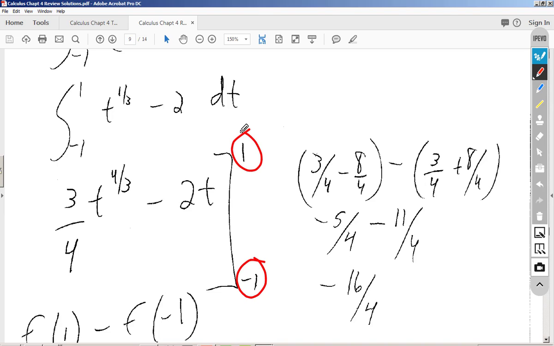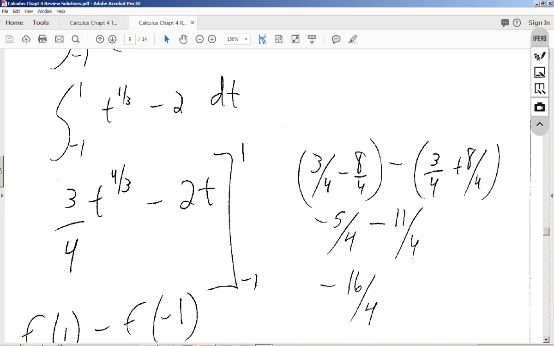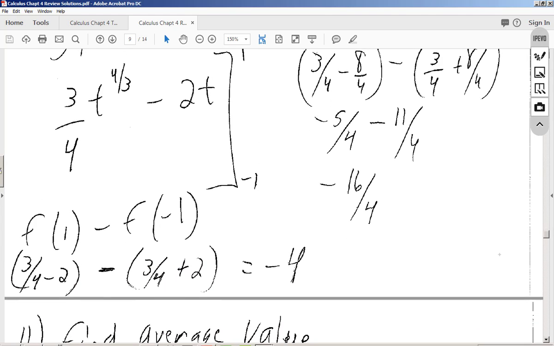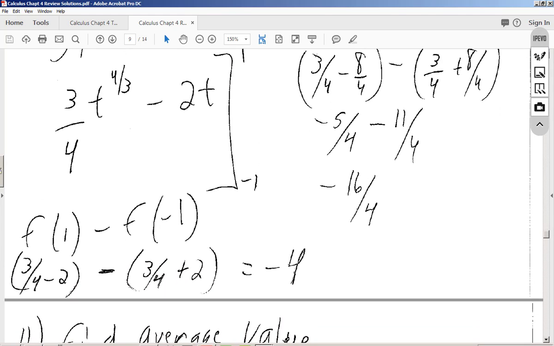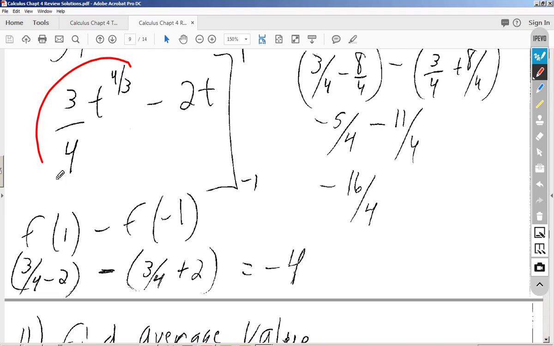That means I need to find f of 1 and f of -1, so substituting those numbers into my equation. Here's f of 1. When I put 1 in here, I get 1 to the 4/3. The cube root of 1 is 1, 1 to the 4th is 1, and 1 times 3/4 gives me 3/4.